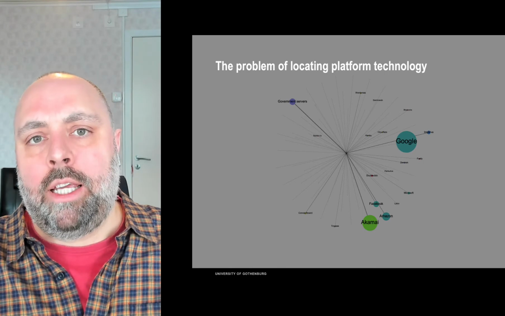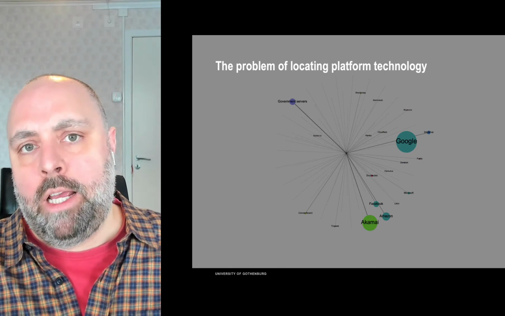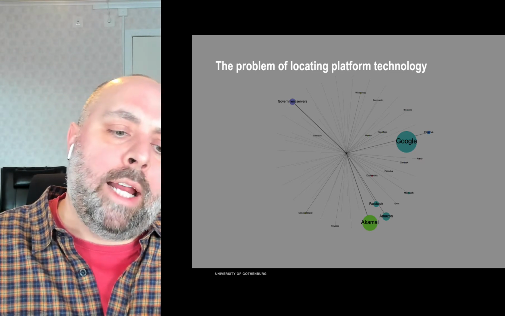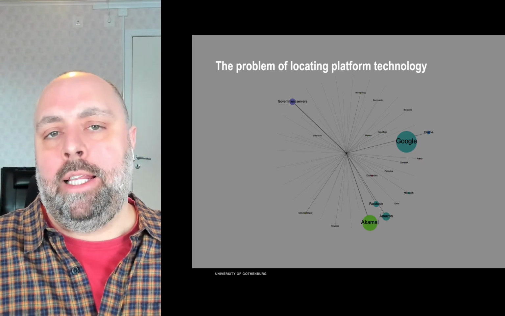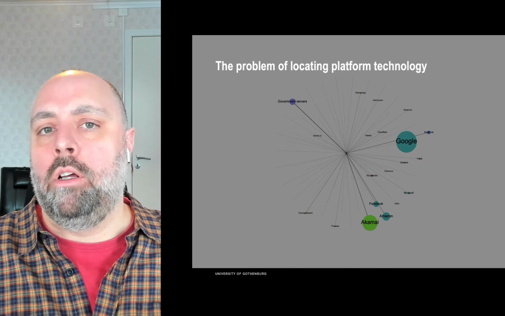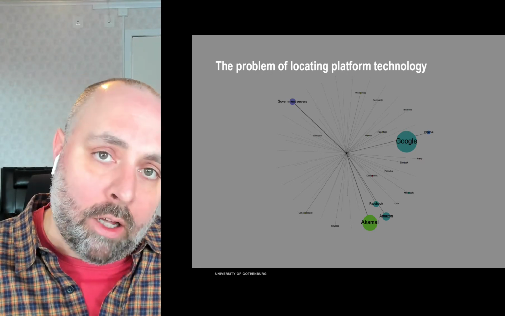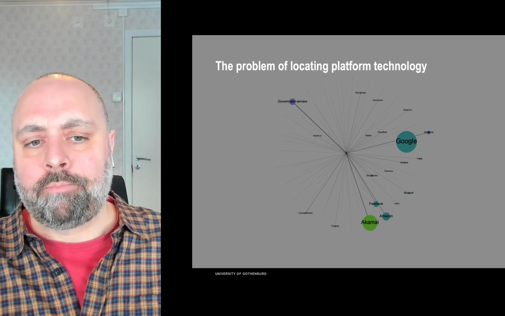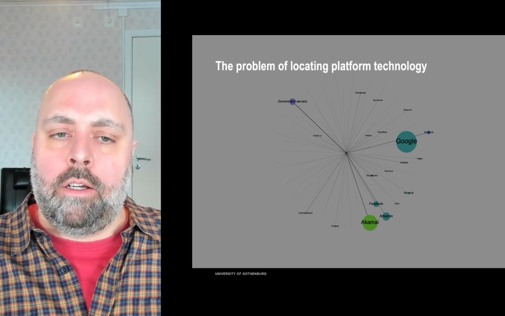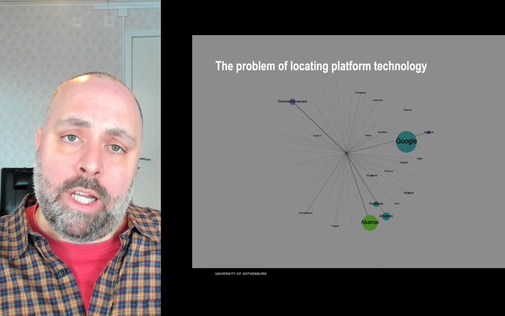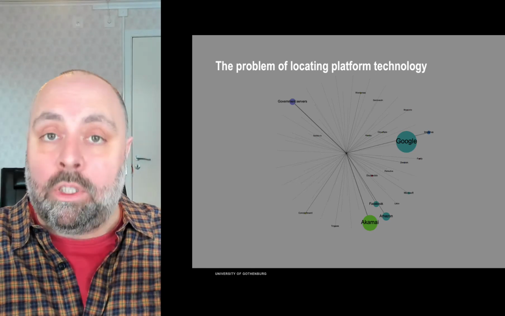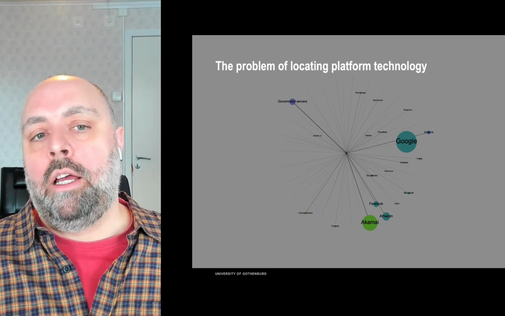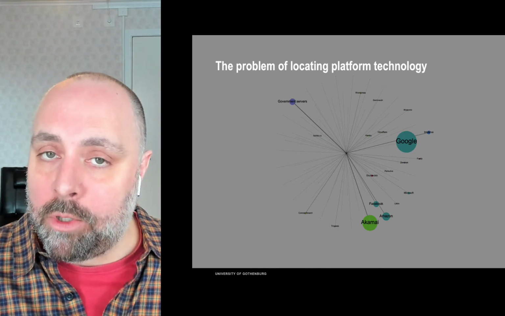And for researchers, that gives us a bit of a problem, because as I've talked about before, we end up struggling to locate that technology in the classroom or in the learning experience. Even worse if it's not a classroom, if we're looking at learning in more informal spaces. Because the platforms themselves are built up of many, many different services, and they're not always visible to us.